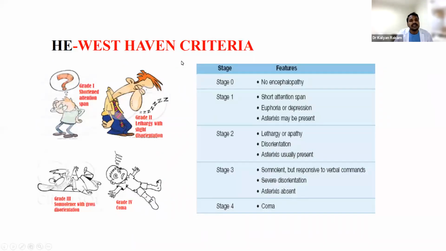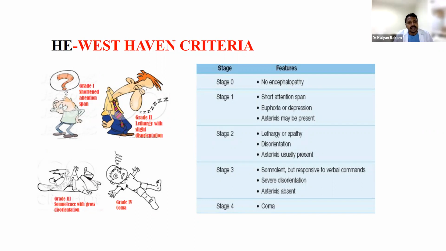How do you monitor the CNS, the central nervous system? This is through the West Haven criteria. West Haven criteria has a total of 5 stages: stage 0, 1, 2, 3, and 4. Based on that, it is very important to note that if the patient's stage changes even by one stage and hepatic encephalopathy worsens, it gives a very poor prognosis.